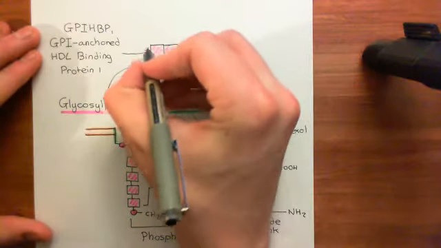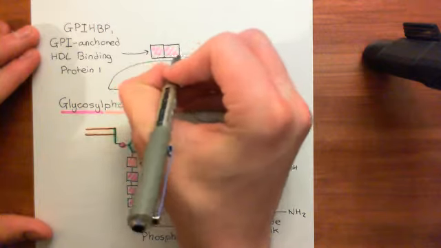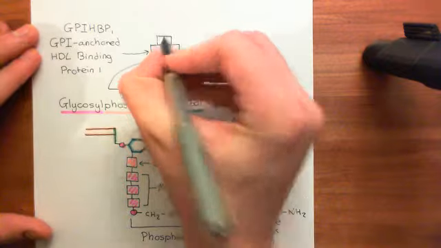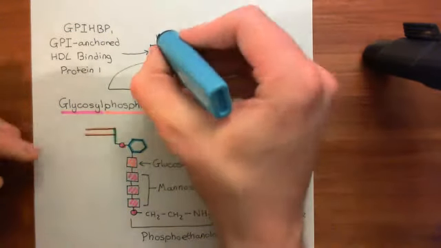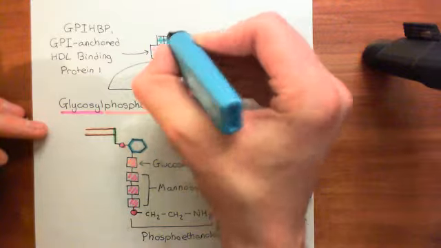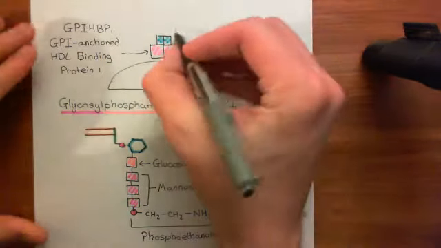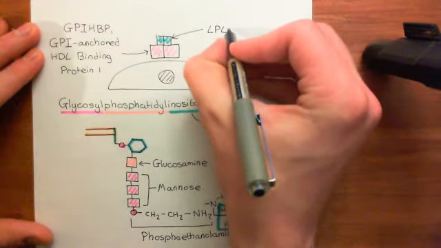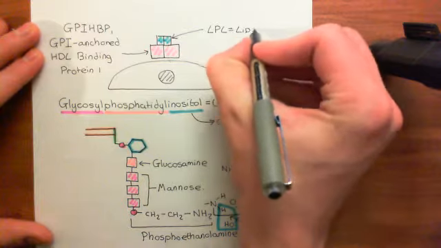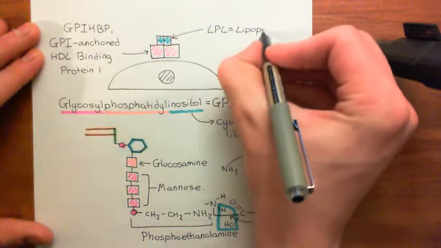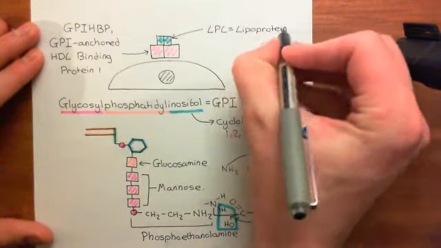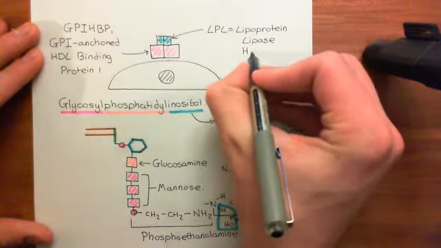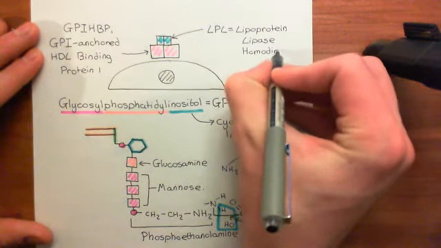And then this dimer of GPIHBP1 proteins then binds another dimer on top of it. So on top of this, we have a little dimer, which is called the lipoprotein lipase homodimer. So in blue here, this is LPL, which is short for lipoprotein lipase. So the first L is for lipo, the P is for protein, and then the second L is for lipase. And this is specifically the lipoprotein lipase homodimer.